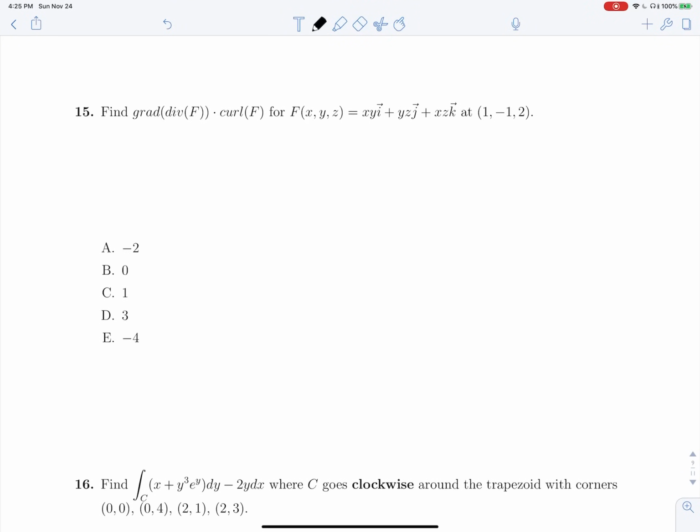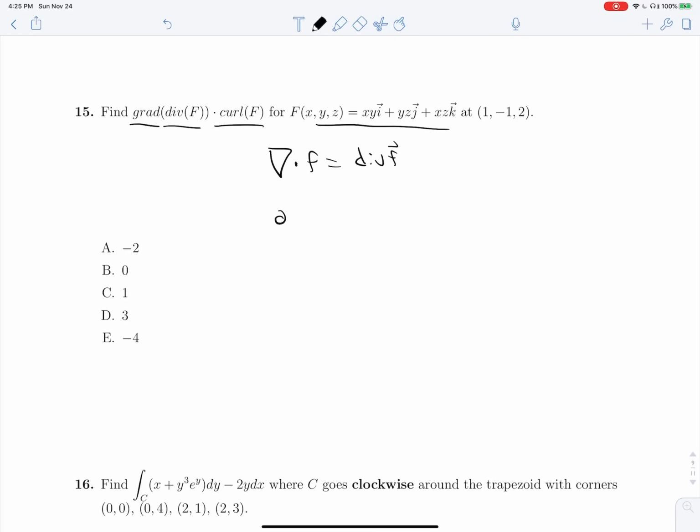Okay, let's find the gradient of the divergence of f dotted with the curl of f. Gotta love these questions that make you do a bunch of operations. Not really. So we're given f here, and let's just start from the inside. We know that the divergence of f is del dot f. There we go. And we can do that.